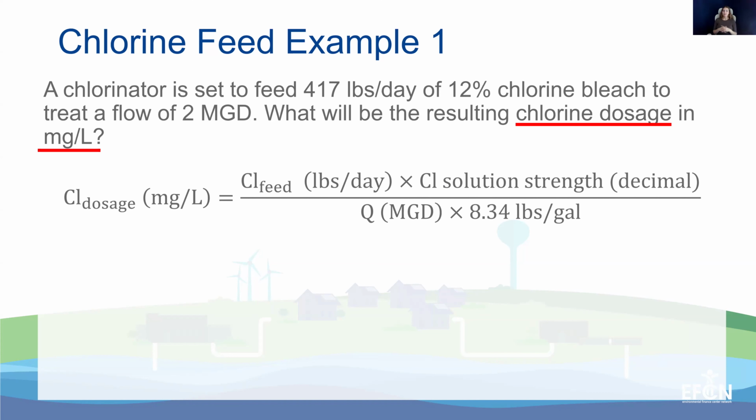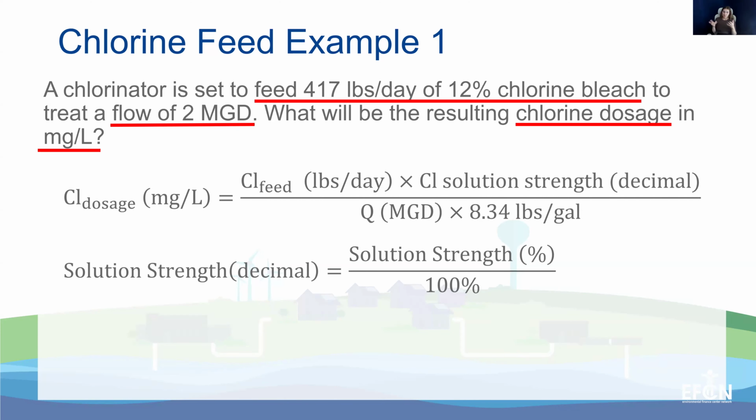So, like we said, from the equation, it's asking what the dosage is in milligrams per liter. We have that equation from earlier. We say that we're using liquid bleach, so we use the equation that takes into account the solution strength. And those variables are all already here. We have the feed in pounds per day. We have the solution strength as 12%. And then we also have the flow.